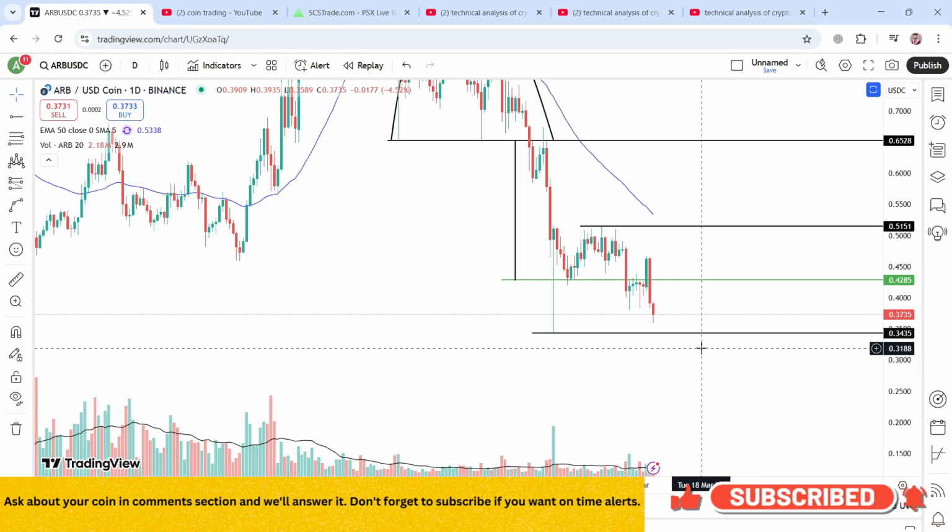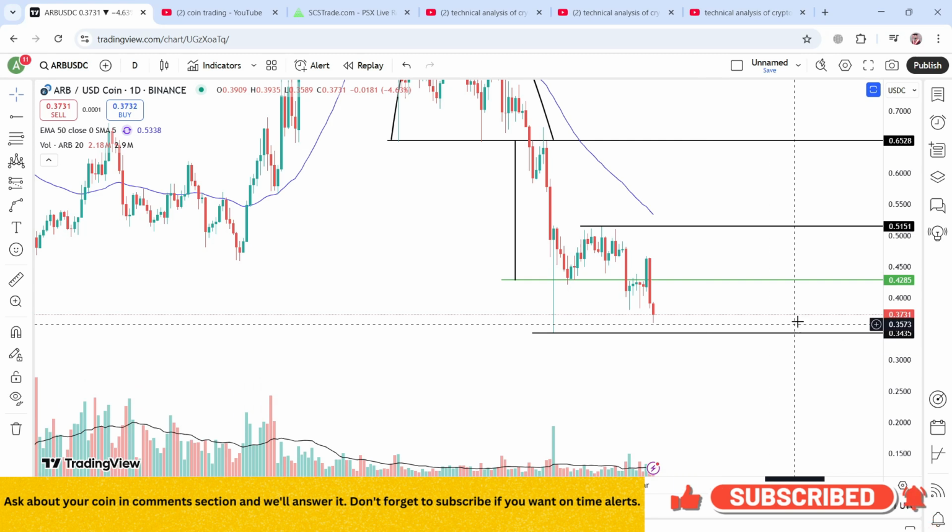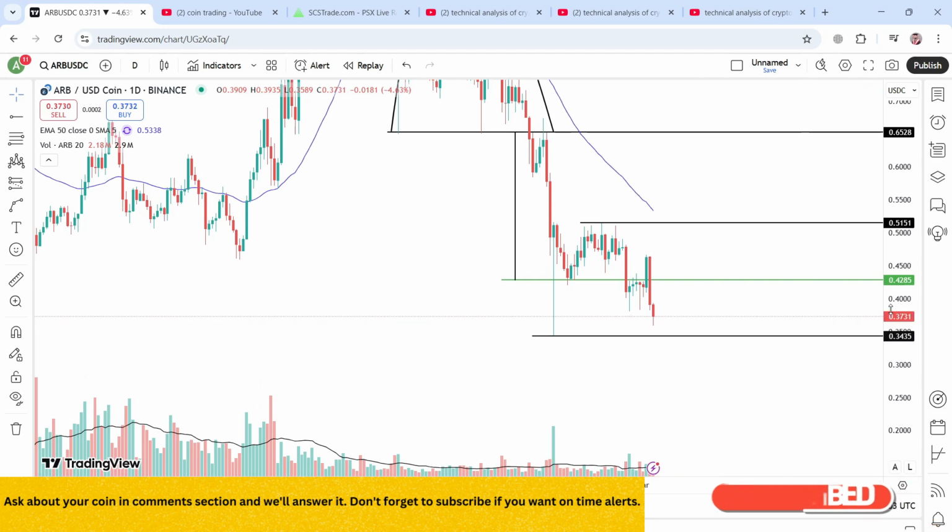As this coin is moving in its downtrend, I will not recommend you guys to go for buying into this coin until it is confirmed that this coin has started its uptrend. We will get initial confirmation that this coin has started its uptrend when it will give closing above 0.5151.